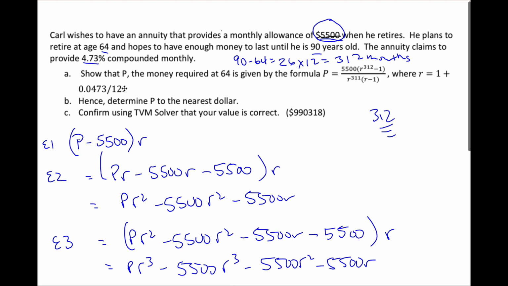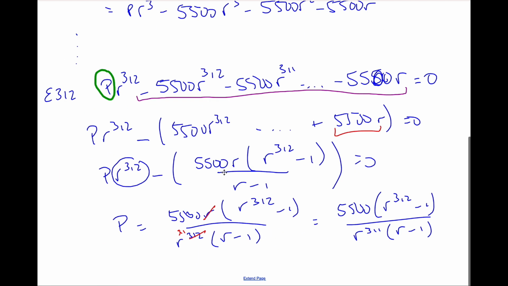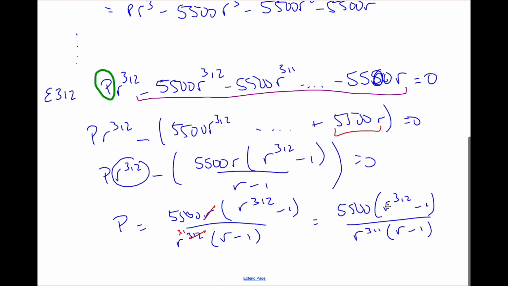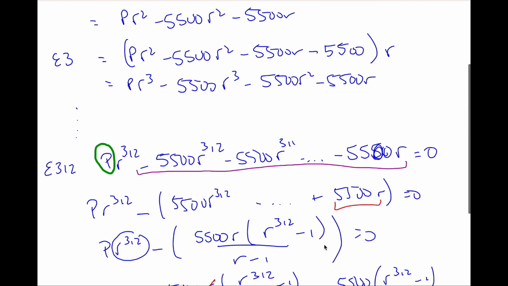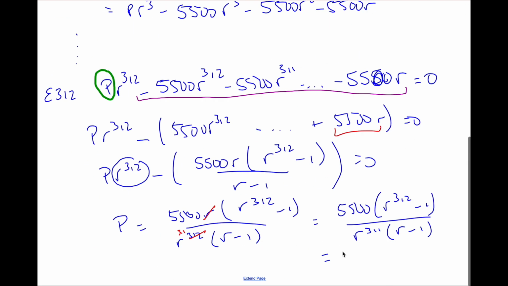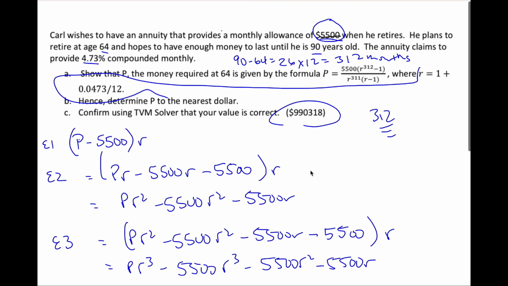So that is part a. Hence, determine P to the nearest dollar. Well, now I know what R is. R is this value here, 1 plus the rate. So I plug that in here and I end up getting whatever the answer says. This number here, 999,990... 318. So again, it's this idea of building the equation month by month, year by year, to see what's going on.